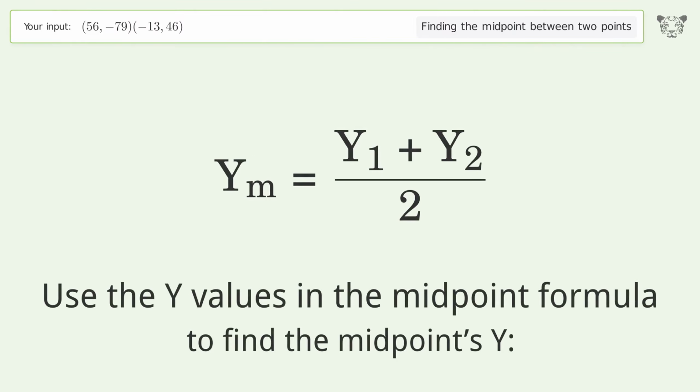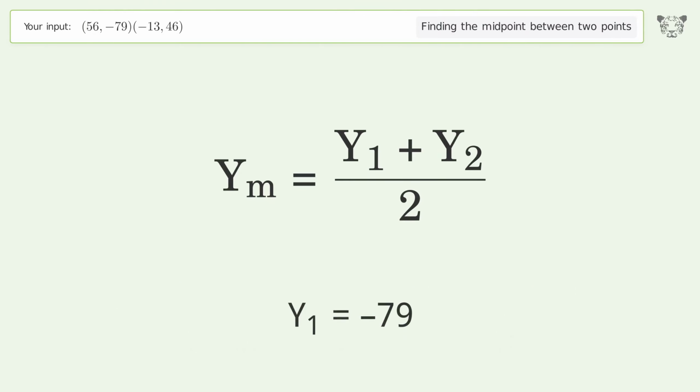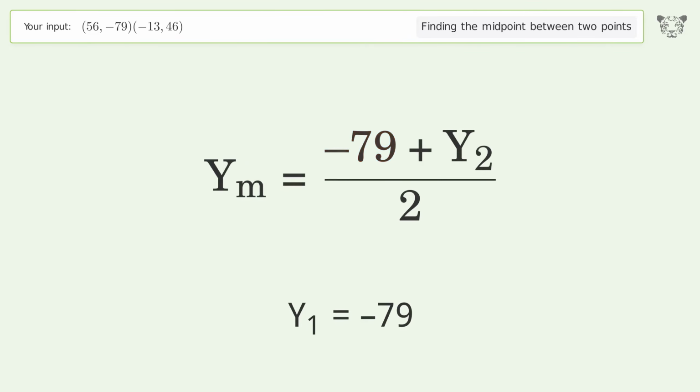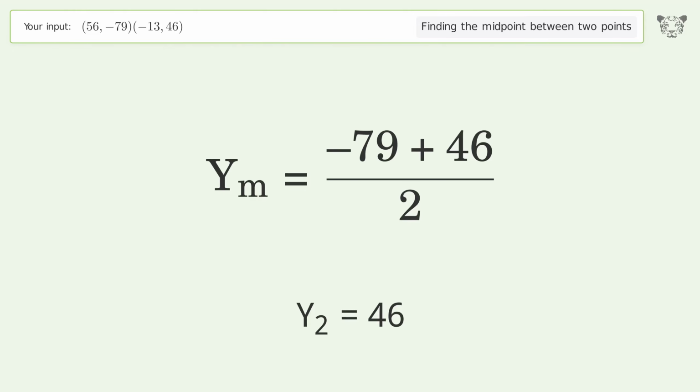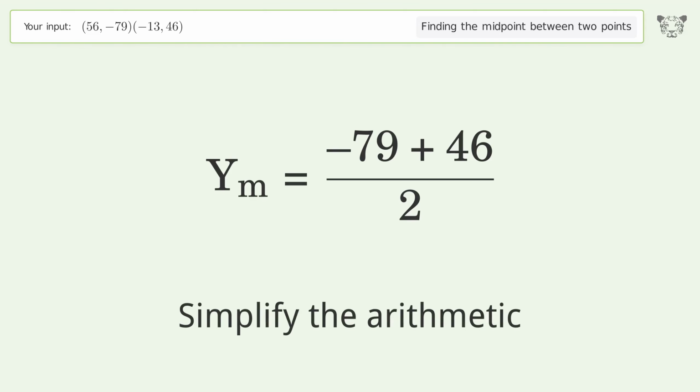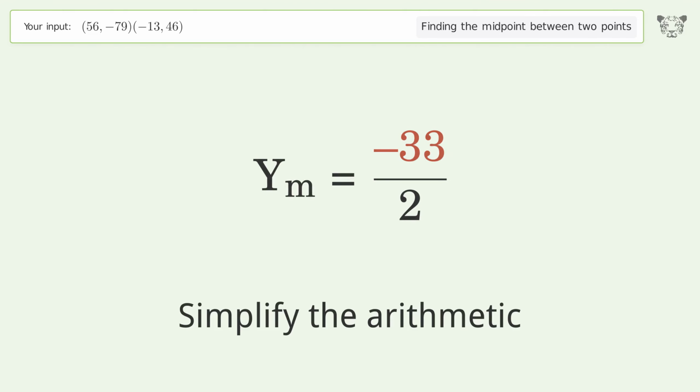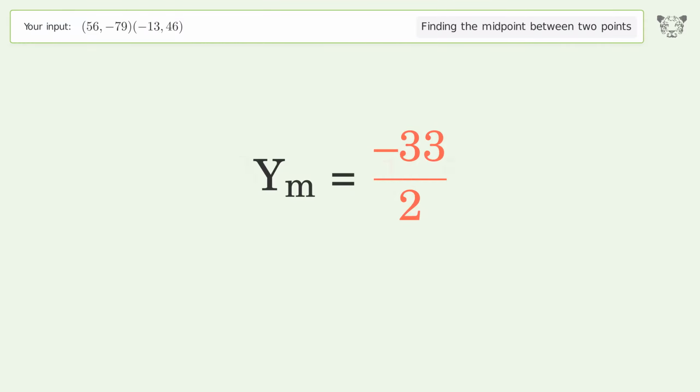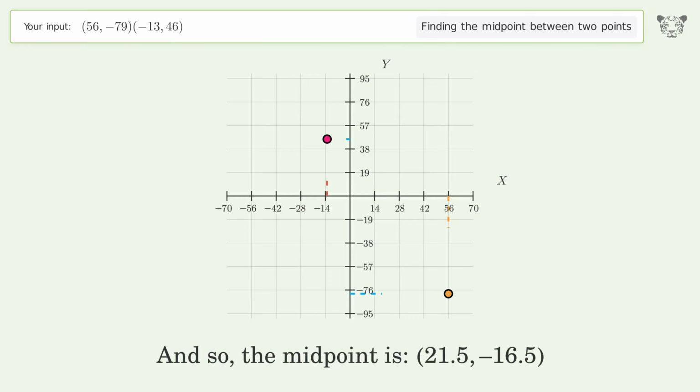Use the y values in the midpoint formula to find the midpoint's y. y1 equals negative 79. y2 equals 46. Simplify the arithmetic. And so, the midpoint is 21.5, negative 16.5.